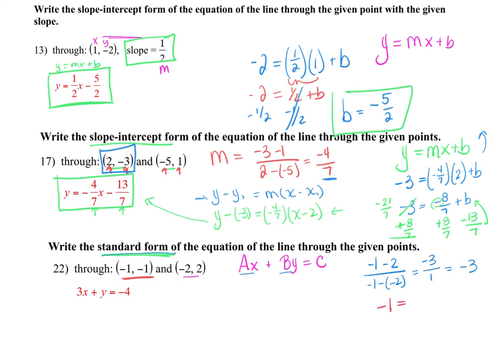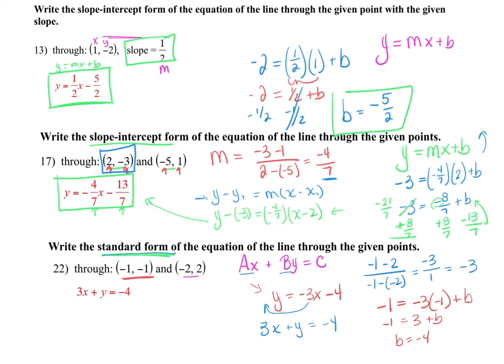Y equals mx plus b. So I have negative 1 equals 3 plus b, subtract over, b equals negative 4, all right? So I have y equals mx minus 4, so mx plus b. Now, this is not standard form. So if you do it that way, you need to move your x over. 3x plus y equals negative 4.